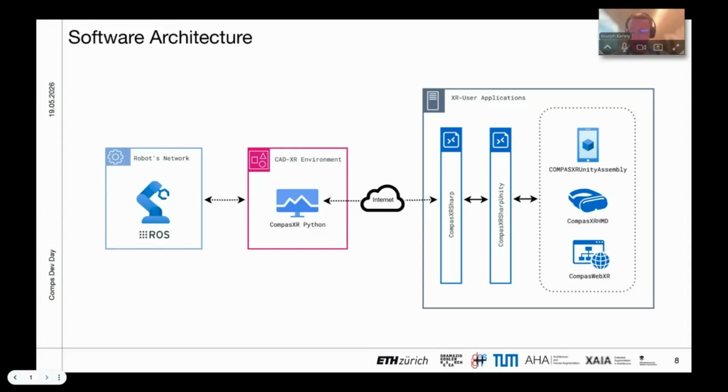Specifically, we extended the software architecture by extracting the core components of the application layer into two libraries focused on communication, transformation, and serialization. These libraries are a C# generic library, COMPAS XR Sharp, and a Unity C# library, COMPAS XR Sharp Unity.